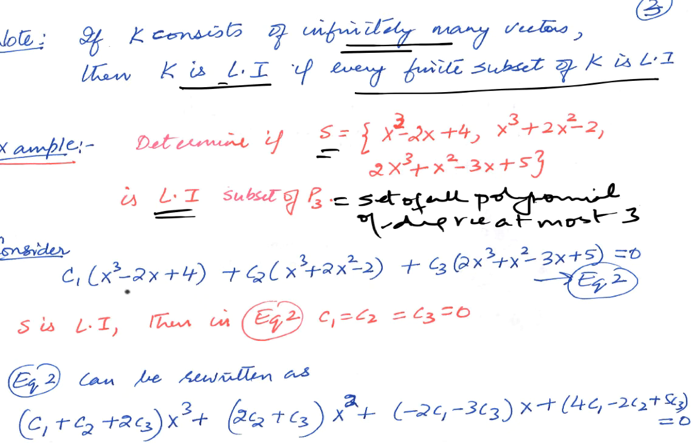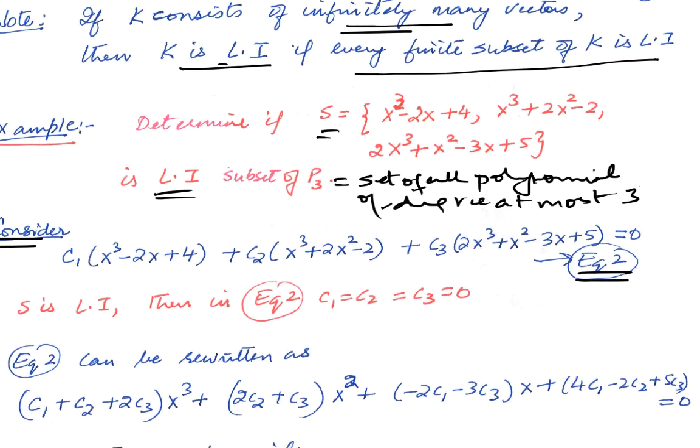You say C1 times x cubed minus 2x plus 4, that's one of the elements of the set, plus C2 times x cubed plus 2x squared minus 2, plus C3 times 2x cubed plus x squared minus 3x plus 5 equals 0. So that's what we always have to start with. If my set S is linearly independent, then this equation 2 will have C1 equal to C2 equal to C3 equal to 0.